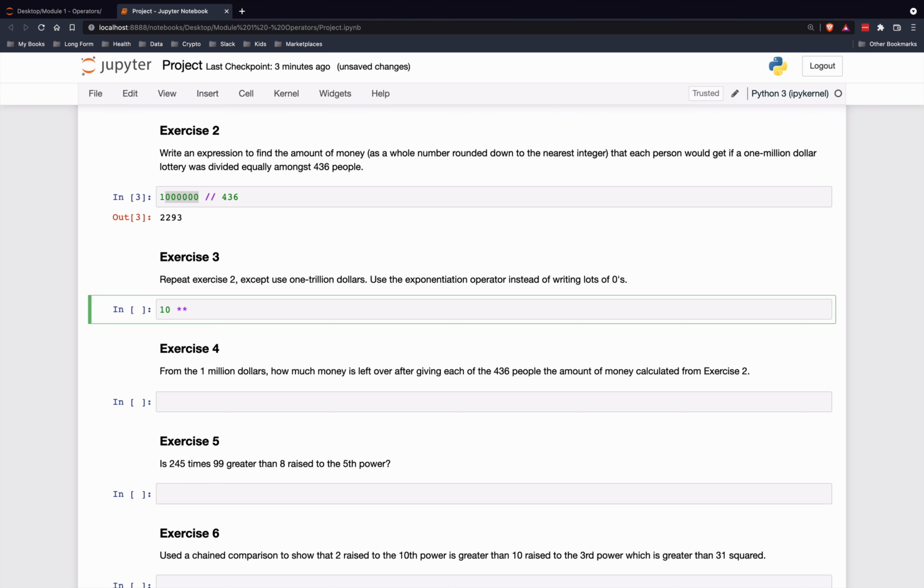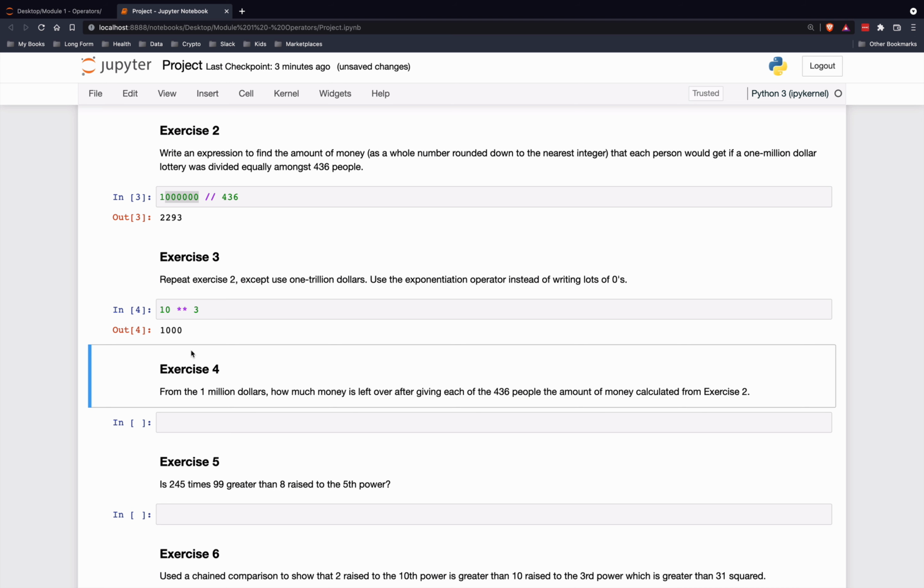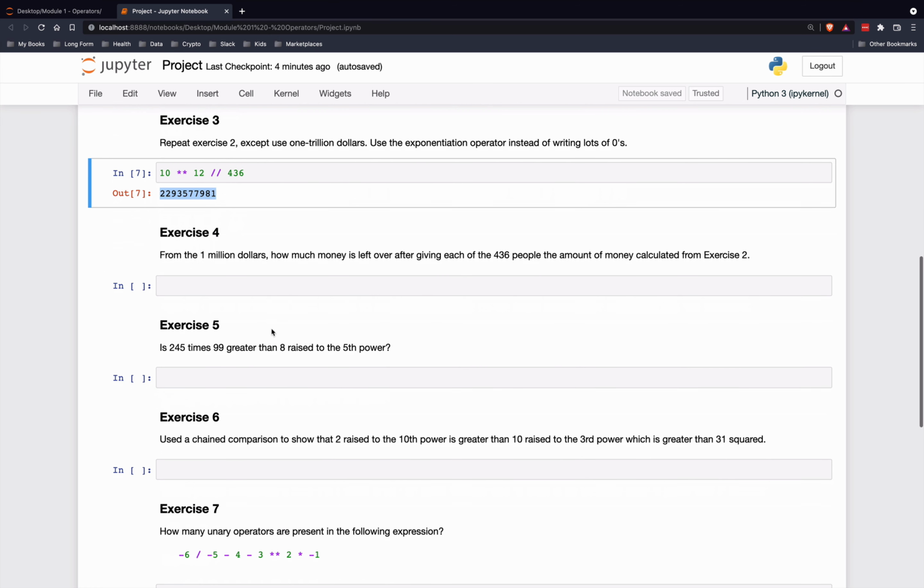many zeros. So 10 raised to the power of 3, for instance, is a 1 followed by 3 zeros, or 1,000. If we do it to the 6th power, this is how you can get a million, a 1 followed by 6 zeros. So a trillion is 10 to the 12th power, like this, and we just want to repeat exercise 2, so we'll say floor division of 436, and we'll get this large number if a trillion was divided into 436 people.